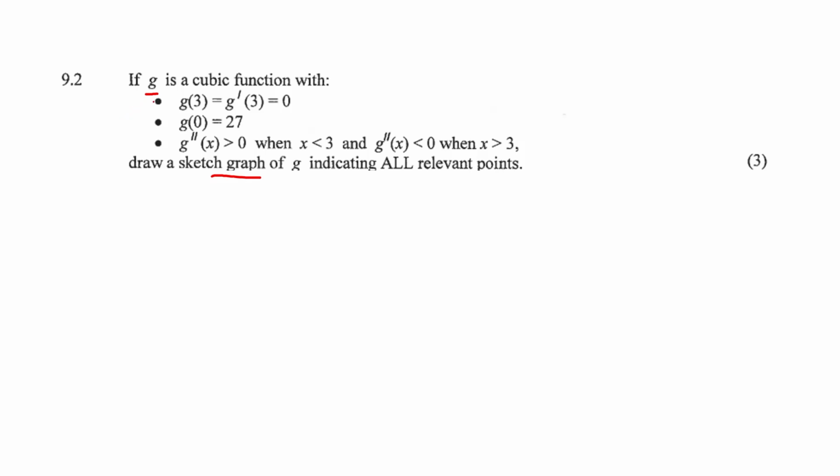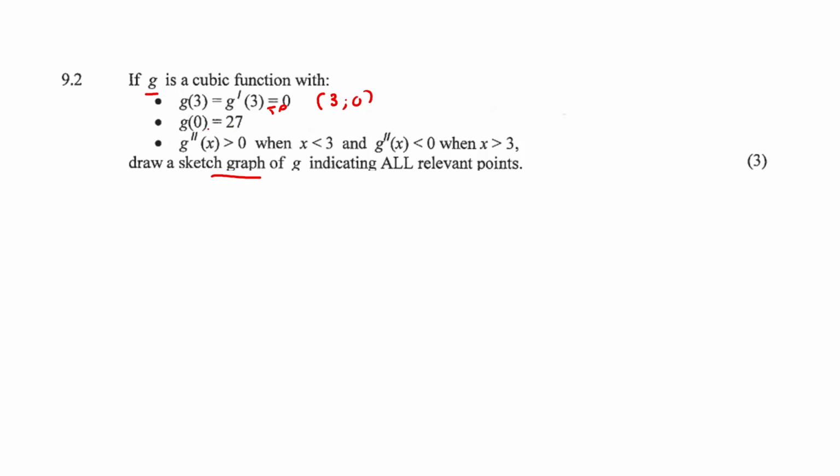So bullet point 1, firstly, here we're subbing in x is equal to 3 and we're getting 0. So in other words, that is going to be an x-intercept. And here, when we sub in x is equal to 3 into the first derivative of g, we get 0. So that is a stationary point, or turning point rather, either or.